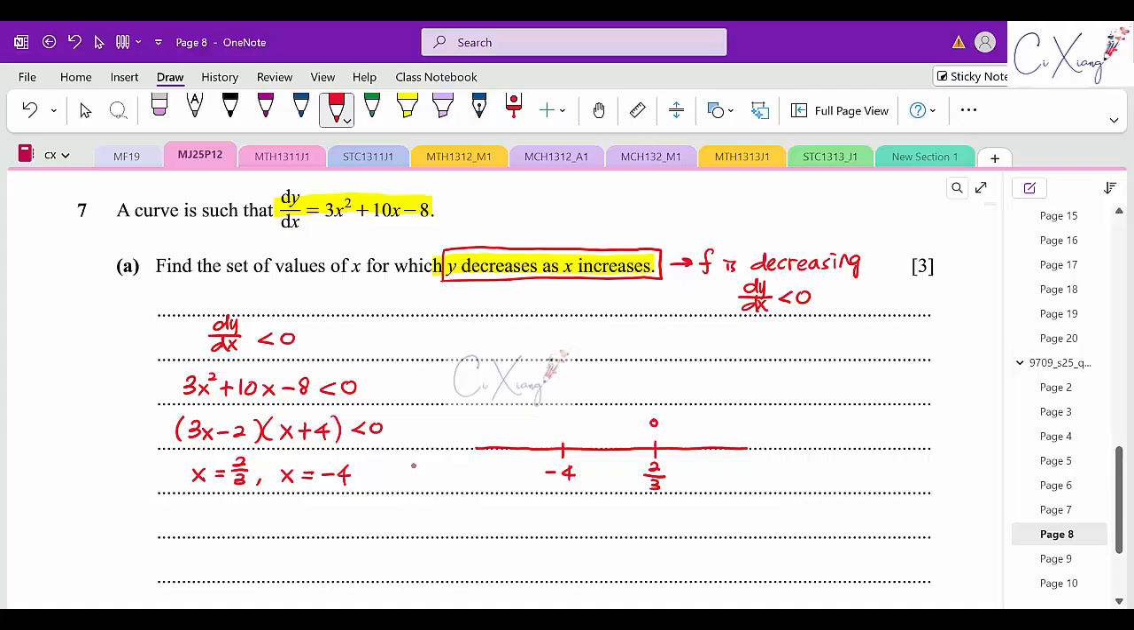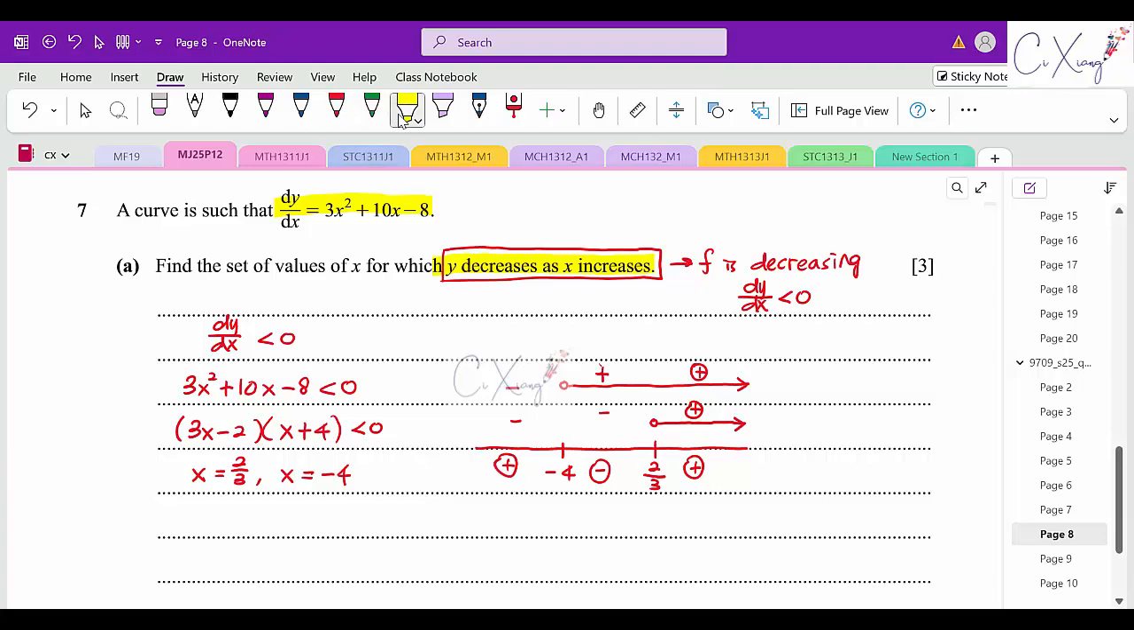Then to make the bracket 3x minus 2 positive, my value of x must be more than 2 over 3. To make the bracket x plus 4 positive, my value of x must be more than negative 4. So all the places with the arrow here will be having a positive sign. So positive bracket multiply positive bracket, you also have positive overall. Then positive, negative, then this is negative. Then this one is no line, right? So negative and negative, it will become positive.